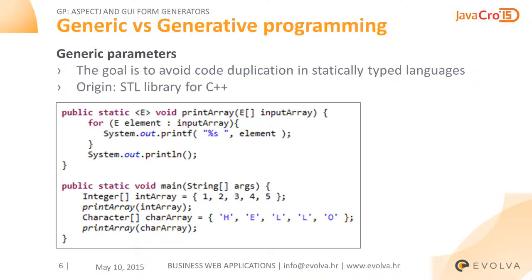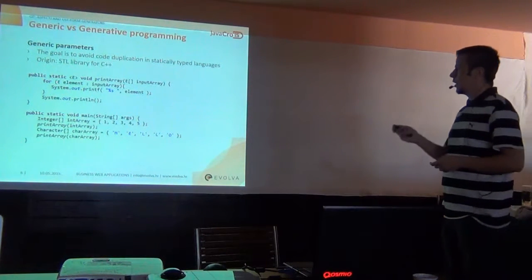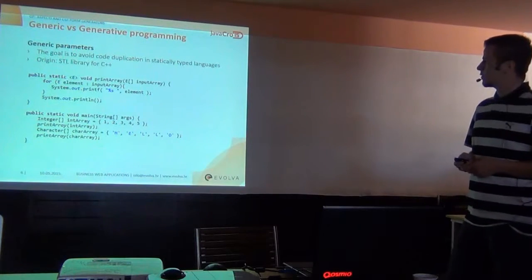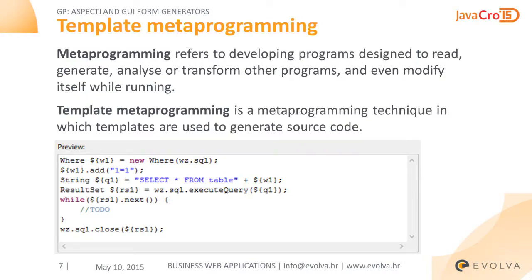Here is one basic example of generic programming. We have a method that prints an array, has a generic parameter, and you send it an integer array or a count array, so it will work with any kind of parameter. The goal, of course, here is to avoid code duplication, and the origin of generic parameters is from the standard template library of C++. Metaprogramming can be defined as the development of programs that are designed to read, generate, analyze, or transform other programs or even themselves.